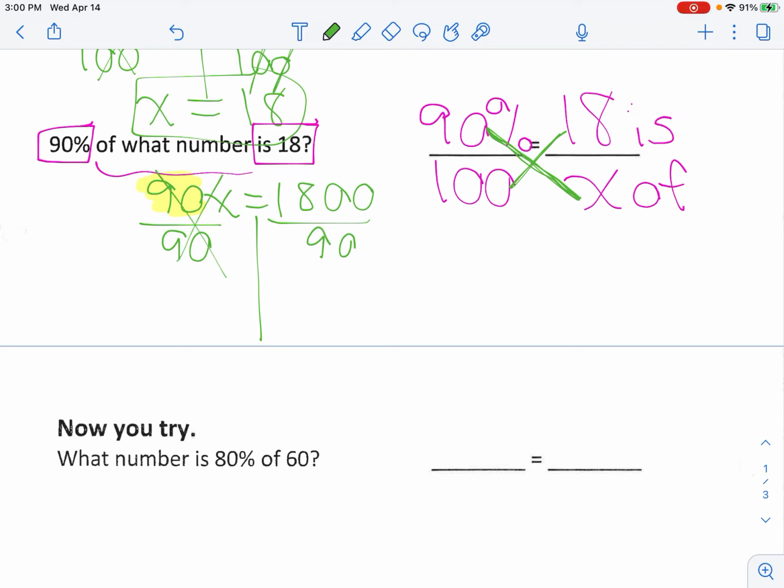90 divided by 90 is going to cancel, so all we have is x. You can go back to your calculator and divide 1800 by 90. X equals 20. So if you got a 90% on your quiz and you had 18 correct, that means there were 20 problems on the quiz.